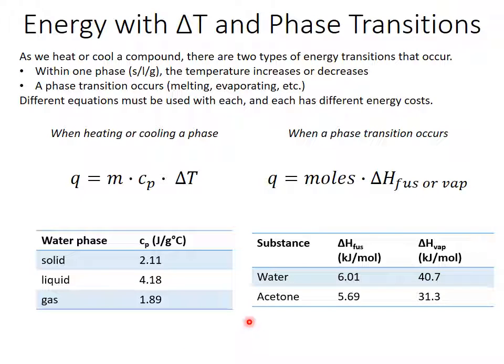Here we've got the heat of fusion and heat of vaporization values for two different substances. For water, its heat of fusion is about 6 kilojoules per mole, whereas its heat of vaporization is about 41 kilojoules per mole. In acetone, the corresponding values are about 5.7 and 31.3. So you can see that going from water to acetone, we change what those heats are, and then going from a fusion process to a vaporization process also changes it.